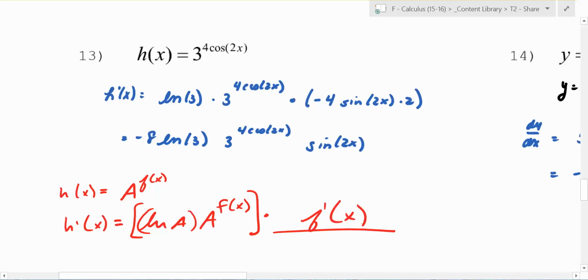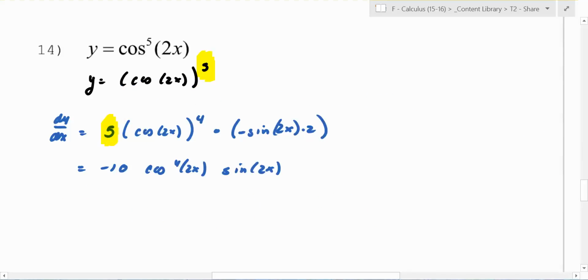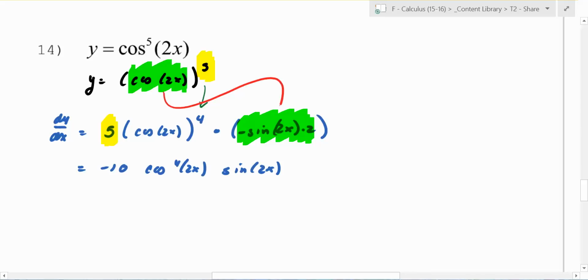Yes, f prime, exactly. It's the chain rule right there. And what do you do with that fifth power? It brings it to the front, and then it becomes a 4. Then this right here, that's the derivative of the inside. So what do you do to get from here to here? You take the derivative. Why?